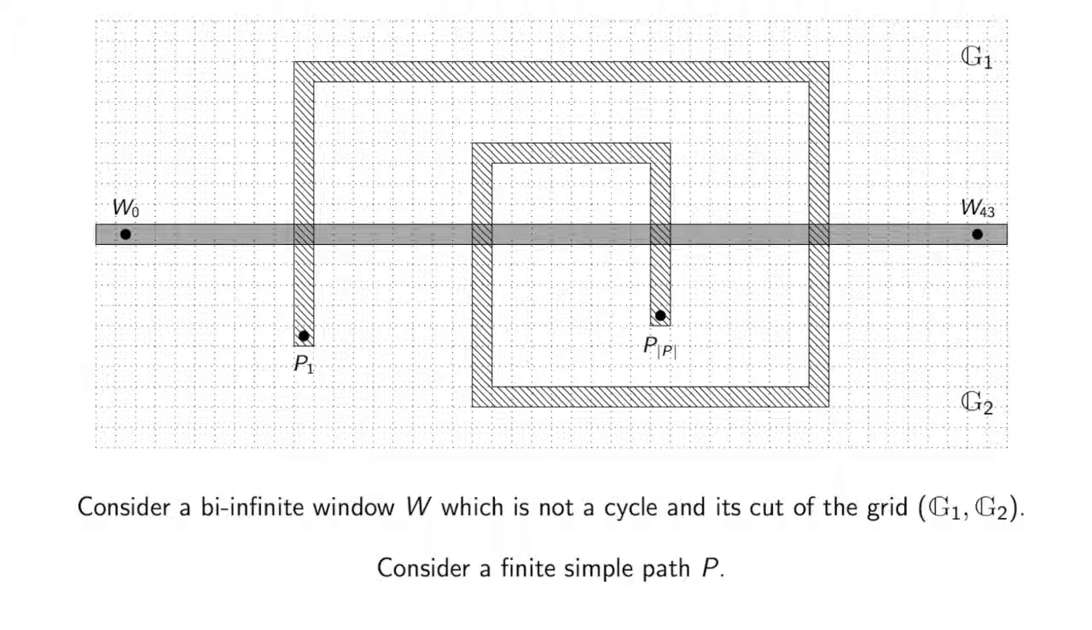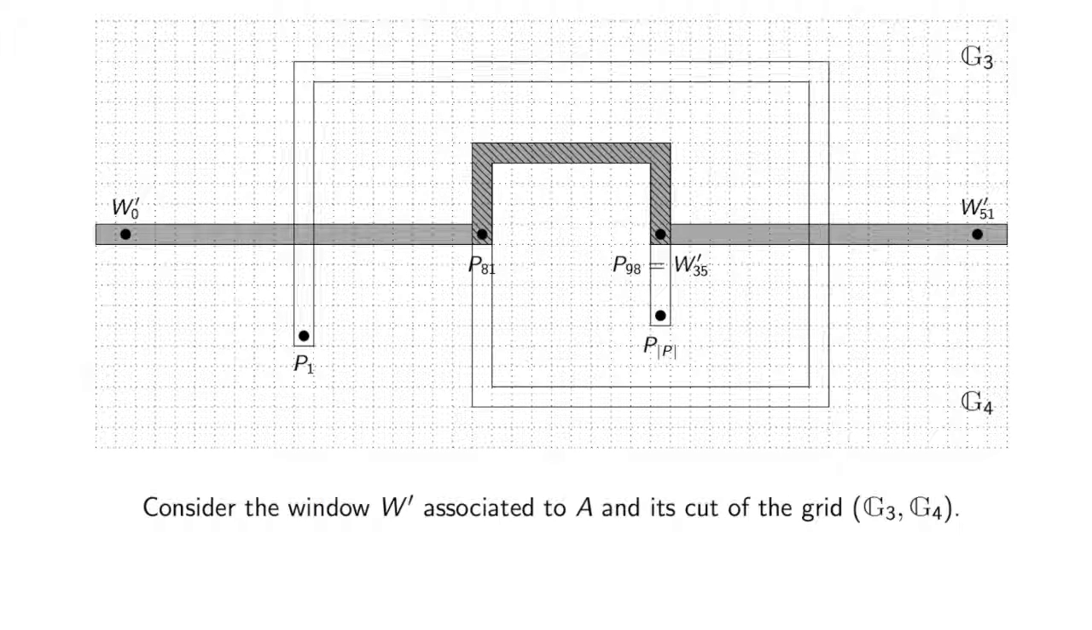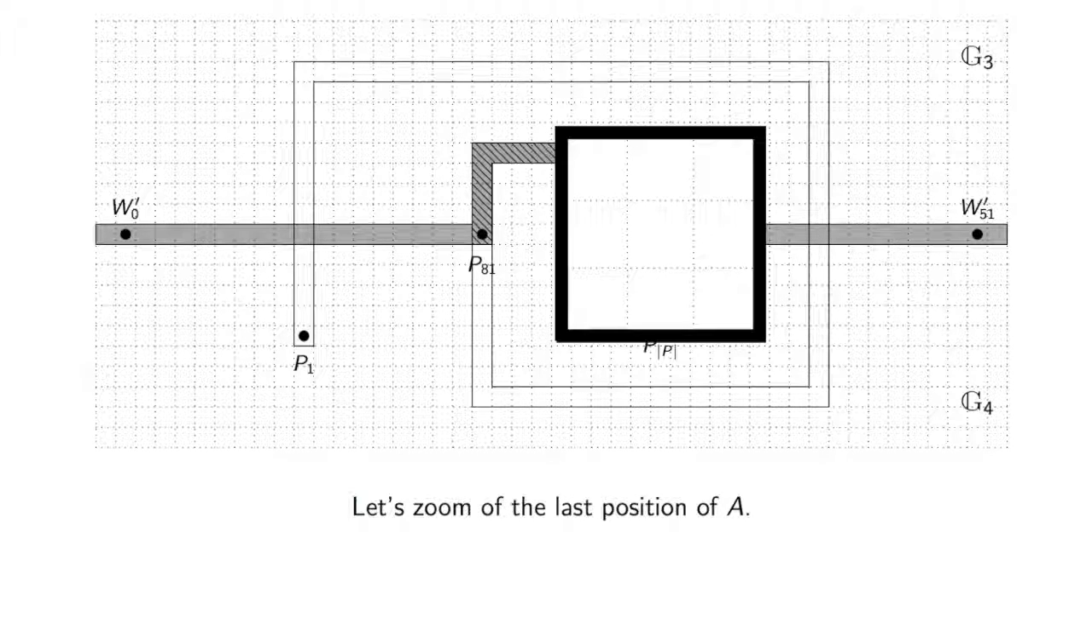Now we consider a simple finite path P whose first and last position do not belong to the window. Now we consider an extremum positive arc A of G1 which is a subgraph of the path P. Now consider the window W' associated to the arc A and its cut of the grid made of G3 and G4. Let's zoom on the last position of the arc A.